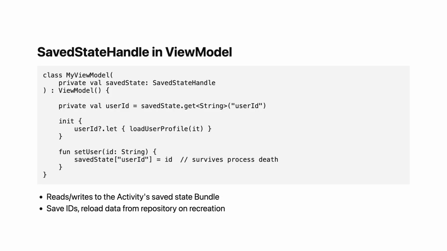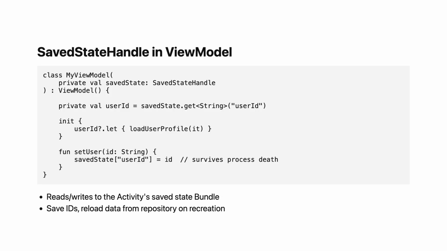For example, save the user ID in saved state handle, and in your view model's init block, use that ID to reload the user profile from your repository. The data itself does not survive process death, but the information needed to reload it does.